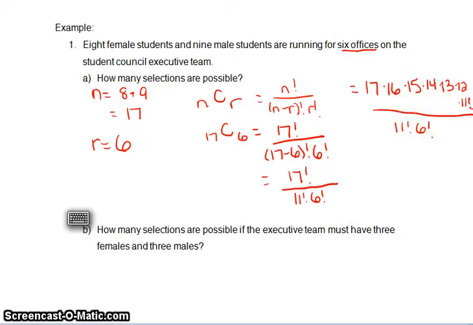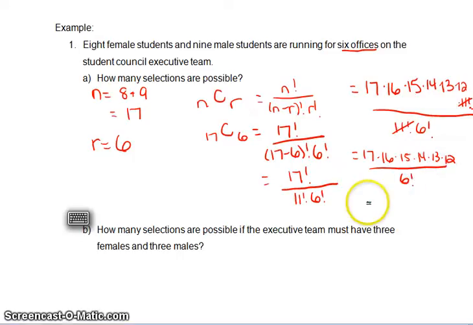From here on out, we can cancel out our 11 factorials, cancel out those like terms. What we're left with is 17 times 16 times 15 times 14 times 13 times 12, all divided by 6 factorial. Now, that's a lot of work, but if you like it this way, go for it. If not, we can throw this into our calculators as it is.